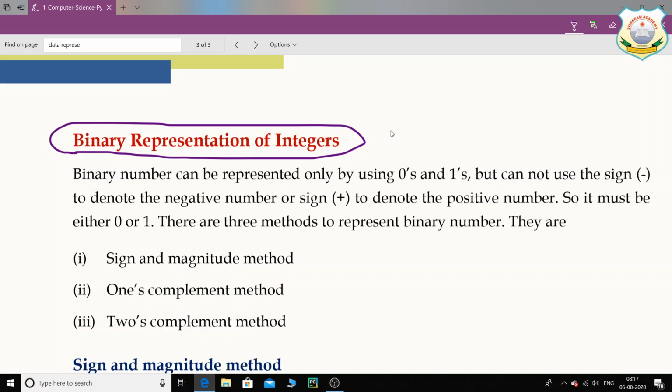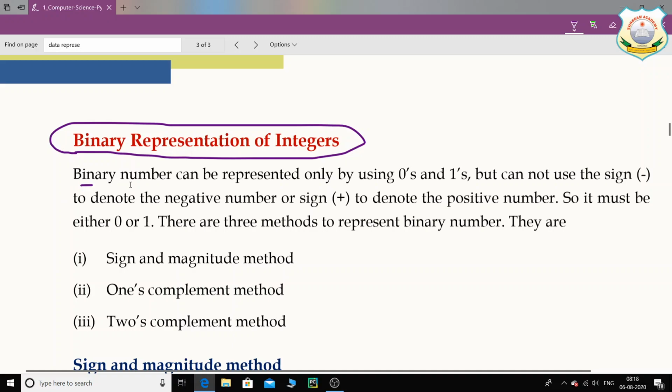But if it is minus 5, how am I going to represent it? How am I going to show minus 5? There are three techniques that we have, and those are the techniques we are going to understand. So let us understand the techniques, children.